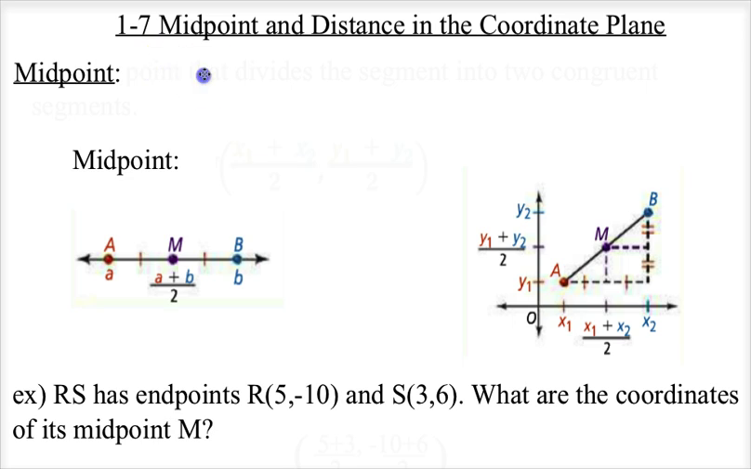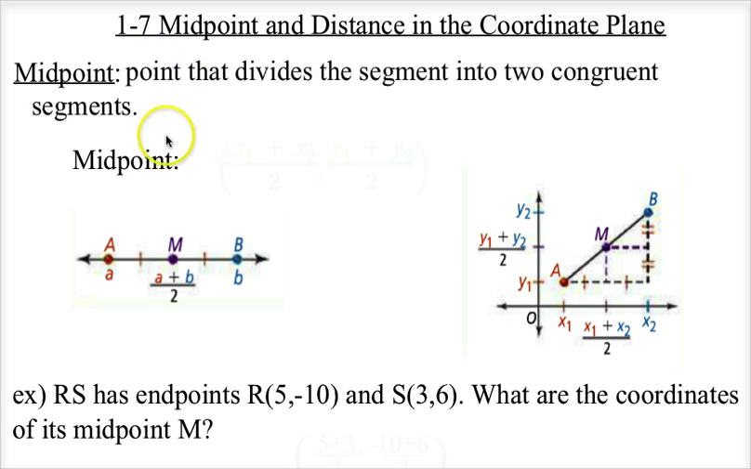Remember, midpoint is a point that divides a segment into two congruent segments. So it's basically the point in the middle. So if we have a number line like this, and I have the coordinates of A and B, the midpoint is the point in the middle. As you can see, these are 4 apart, so the midpoint's right in the middle. All you would need to do to find the midpoint is to add A plus B and divide it by 2. So it's sort of like finding an average.